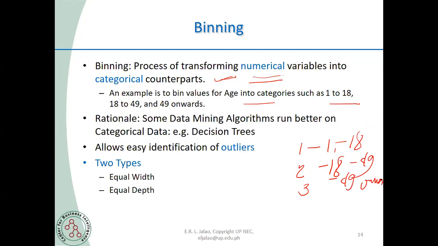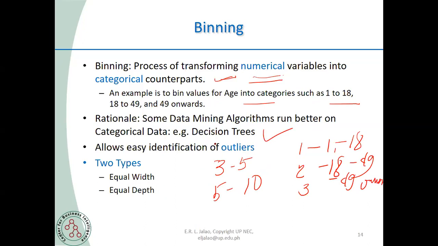So parang nag-separate lang kayo ng mga data sets. So kapag malalaki yung data sets natin, you consider binning or separating the data sets into 5 to 10. Kapag mas maliit lang, like eto, 1 to 18, 18 to 49 and onwards, pwedeng tatlo. So 3 to 5 bins yung binning natin.